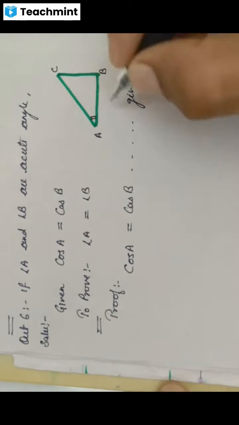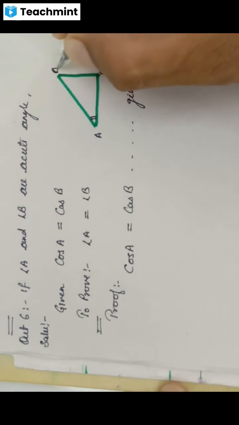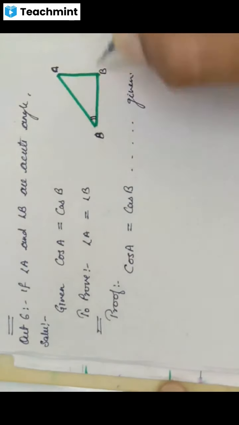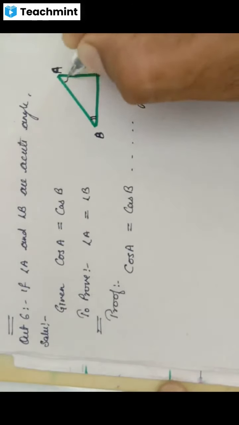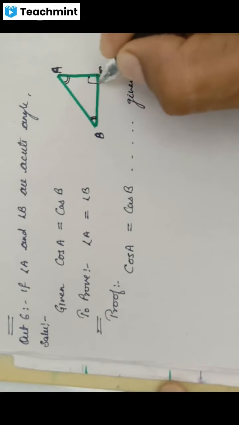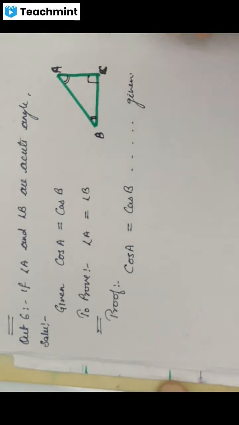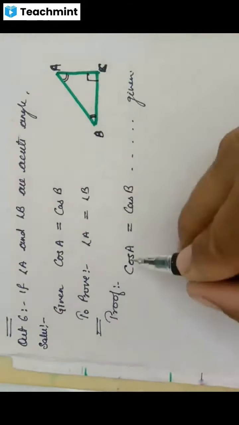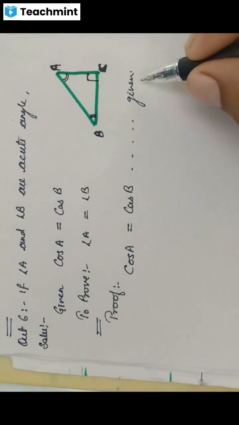So the triangle we can't take like this. So I am going to take it A. This will be B, and this we are going to take C. So angle A, it is written cos A is equal to cos B. These two angles, because angle C is 90 degree. It is clear? 90 degree. So the proof we will start. Cos A is equal to cos B. It is given in the question.